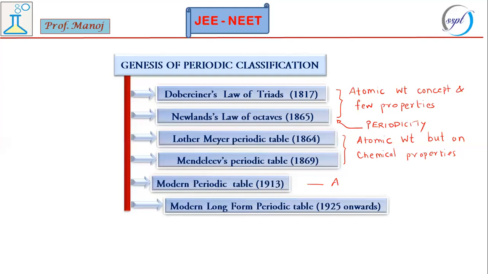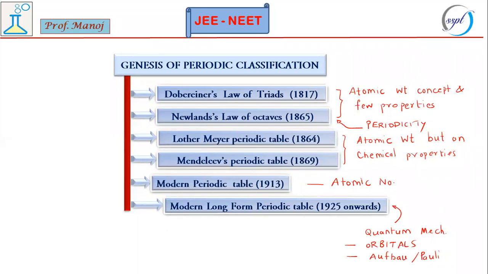Modern periodic table is based on atomic number, that is Moseley's periodic table. This one is a totally different one, although based on atomic number, but actually based on quantum mechanical model. And by quantum mechanical model, we mean use of orbitals, SPDF orbitals, use of Aufbau principle, Pauli's exclusion principle. All these things are used over here in this periodic table.